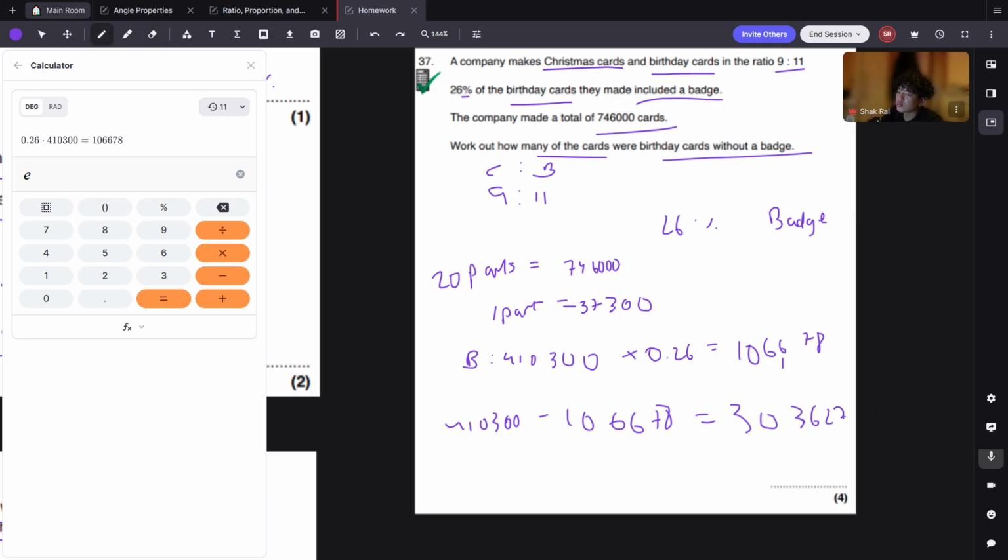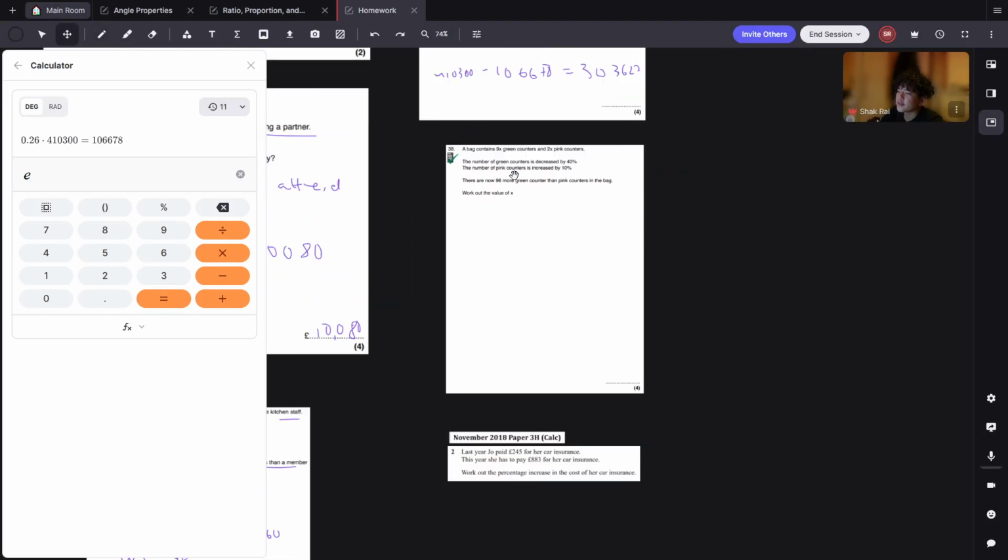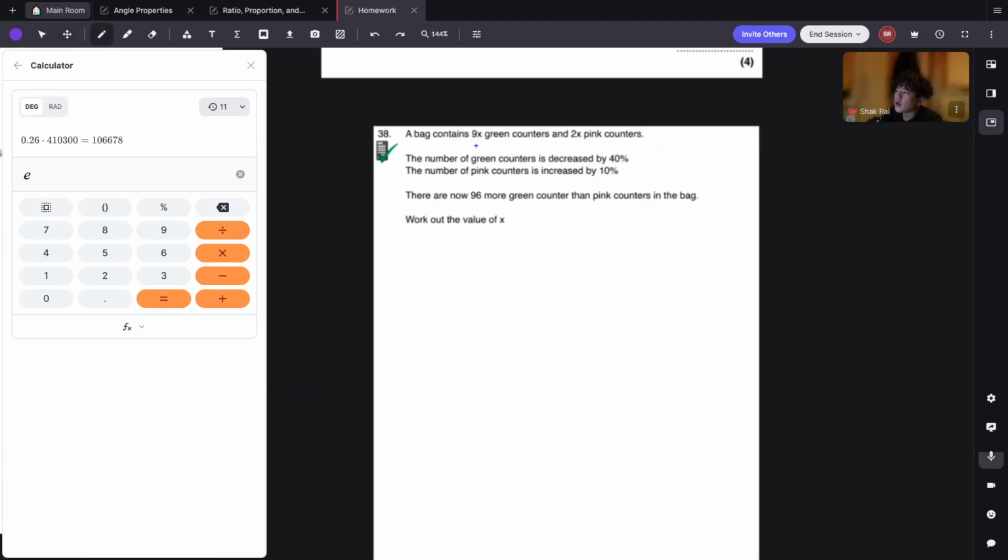Sorry, this should be 2. Cool. Lovely. Nice. So our bag contains 9 green counters and 2 pink counters. The number of green counters is decreased by 40%. The number of pink counters is increased by 10%. There are now 96 more green counters than pink counters in the bag. Work out the value of x.